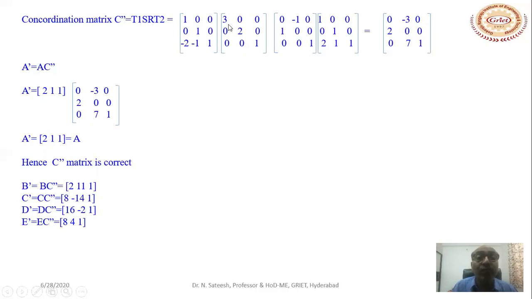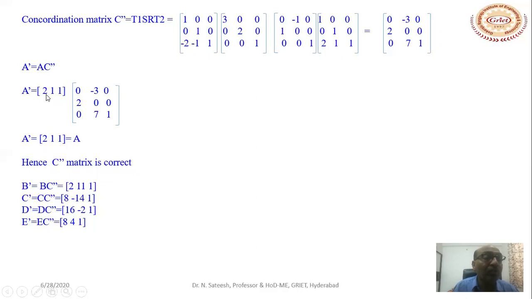Take the matrix multiplication of these four matrices. First you multiply two matrices, then you multiply the other two matrices. The result of this is again multiplied with the result of the other two. Then we get one 3 by 3 matrix, that is nothing but [0 -3 0; 2 0 0; 0 7 1]. To cross-check whether this combined matrix is correct, we have one clue: A is fixed. So A dash equals A into C. You multiply A with the concatenation matrix to get A dash. A dash should be equal to A. Only then is your combined matrix C correct.